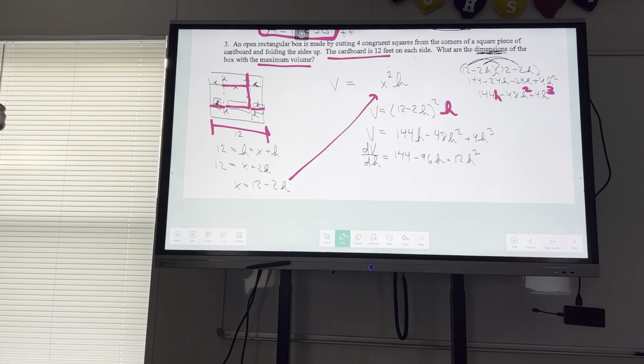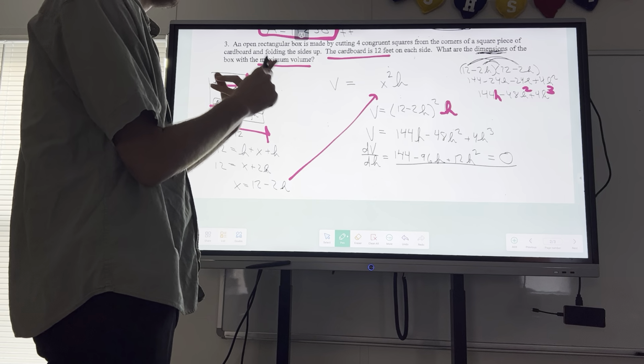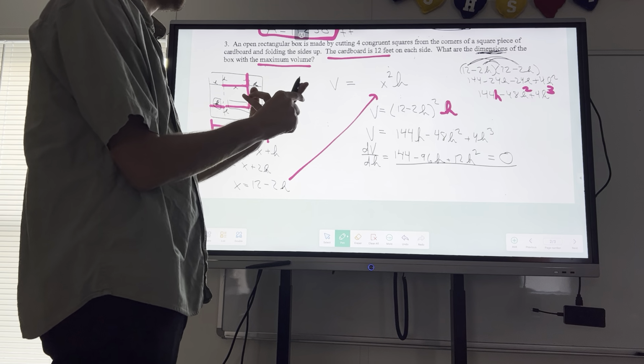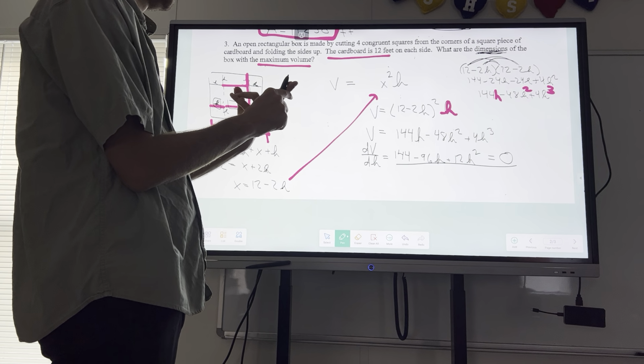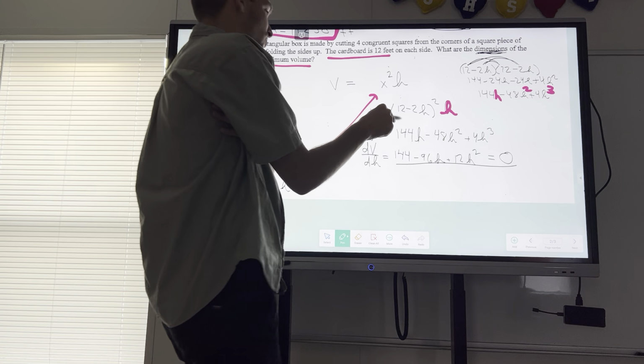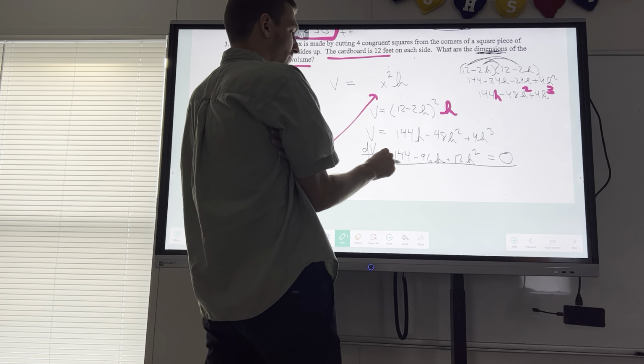I'm also thinking maybe I can just divide everything and make these numbers smaller. Because now that I have this equals 0, if I want, I can just divide the whole problem by 2 and get rid of all that. I know that all these numbers can be divided by 2, that's for sure. I know that all these numbers can be divided by 4, that's for sure. I know that 144 can divide by 12.